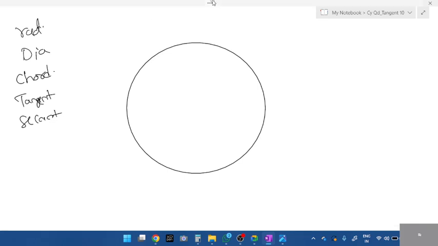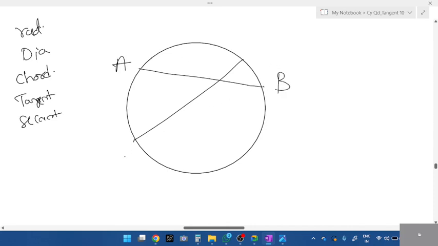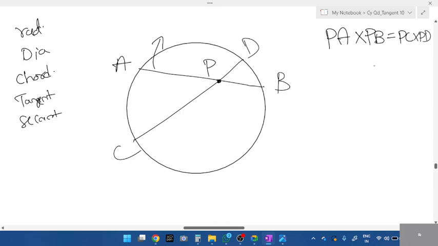Secant is nothing but a line which passes inside the circle, like this. This is a chord. A secant will pass outside. Whenever 2 chords intersect, A, B, C, D, you have a point P here. What is the formula for the first chord? All of you will respond. PA into PB is equal to the other one, PC into PD.